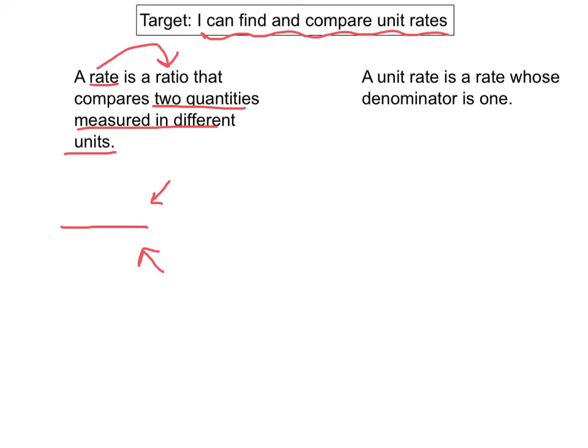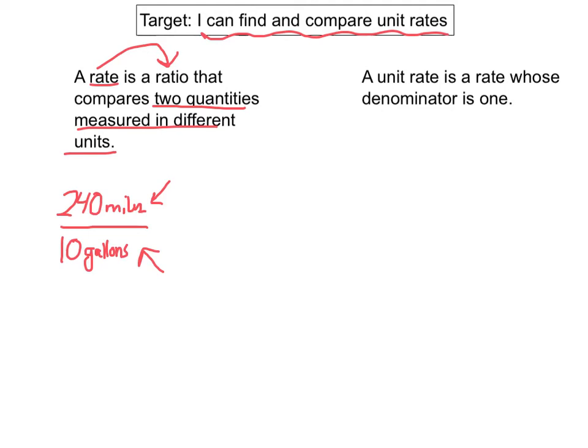To start, let's take an example of me driving my car. If I drove my car 240 miles, and when I went to the gas station to fill up, it took 10 gallons of gas to fill it up. Here I have a rate. It's a rate because it's comparing two different quantities, miles to gallons.